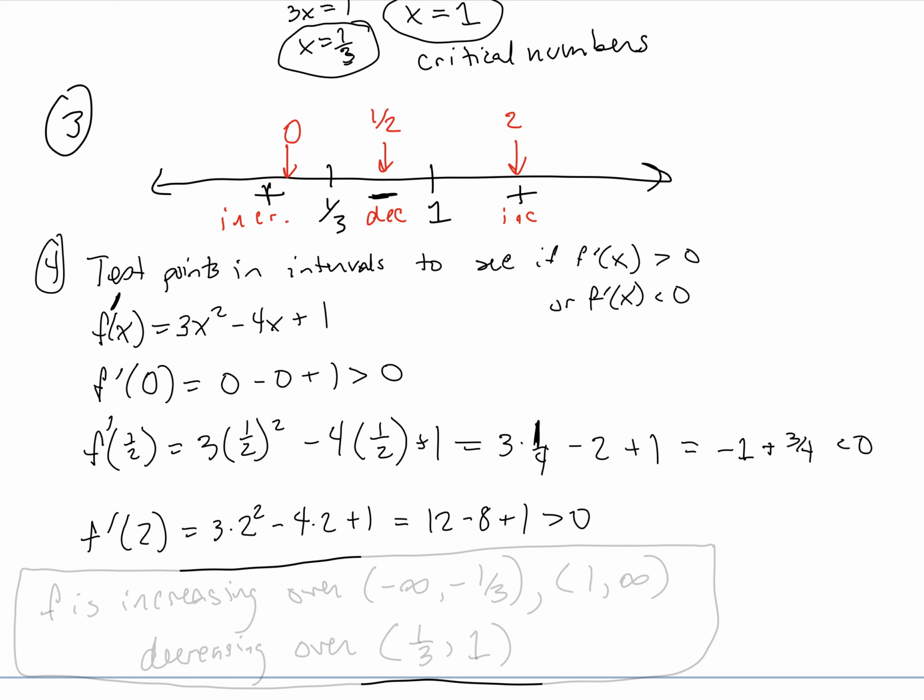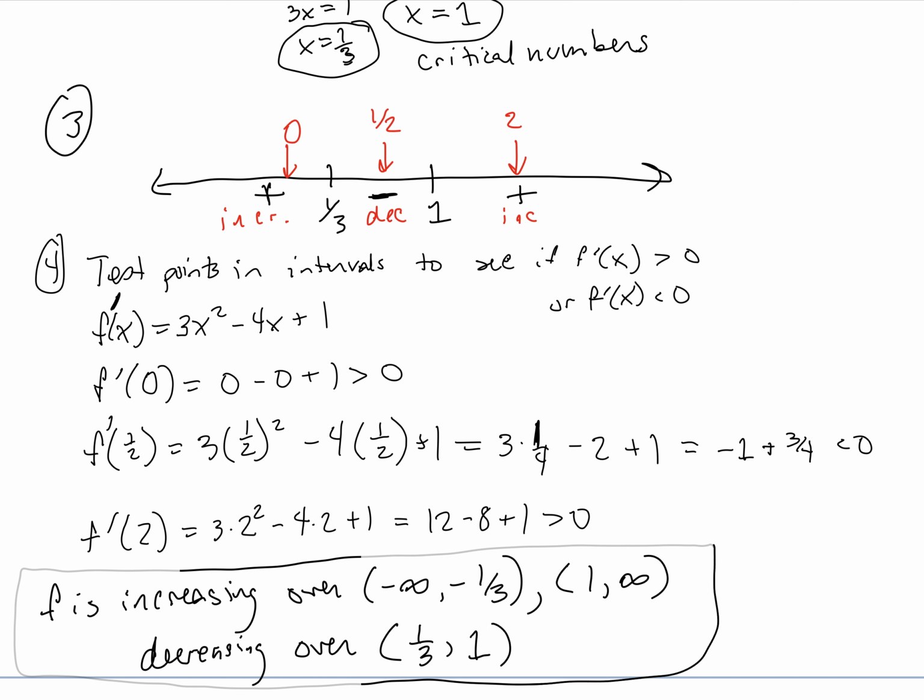So what we see now is that based on this, f is increasing where, again, the derivative is positive, so over the intervals from negative infinity up to 1/3, as well as the interval from 1 to infinity, and it's decreasing over that interval in the middle. It's decreasing over the interval from 1/3 up to 1. So we've answered our first question.